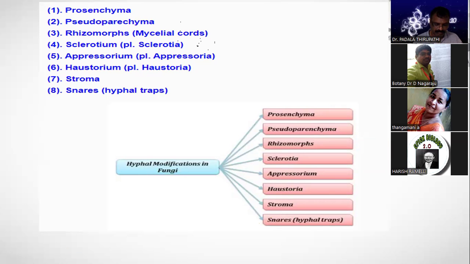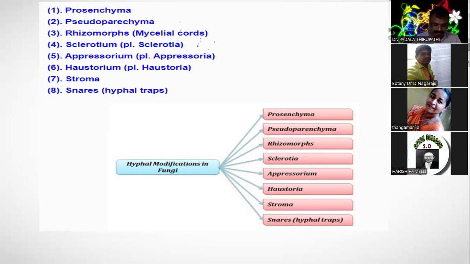And the rhizomorph means it looks like a root. And the sclerotium. Sclerotia are present in. This question is also asked many times. Sclerotium is present in Claviceps purpurea, the ergot of rye. Ergot disease in rye.